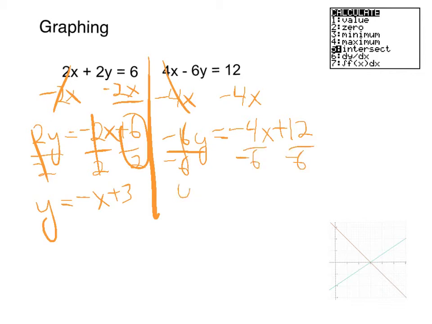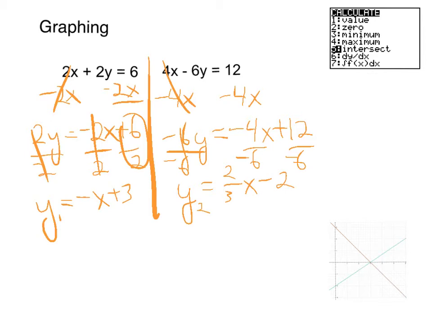And that'll give us y. That reduces to a positive 2/3. And what is that? Negative 2. All right, so there's our two equations now. We have -x + 3 and 2/3 x - 2. Plug them into your y1 and your y2, and graph them.